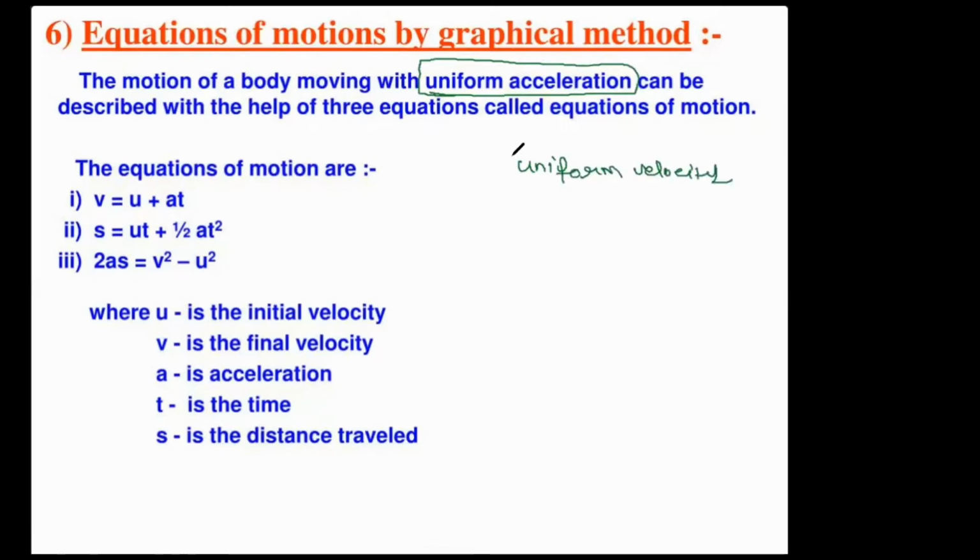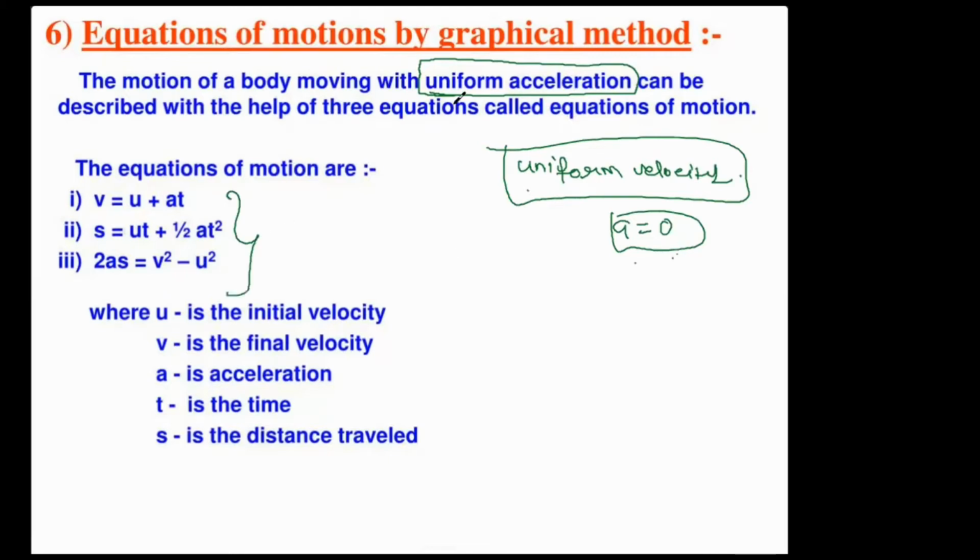This is very important. If your vehicle moves with uniform velocity, the acceleration value is zero. So when do we use these equations? If your vehicle speed is increasing gradually or decreasing gradually, uniformly. In that case only we have to use these three equations of motion.